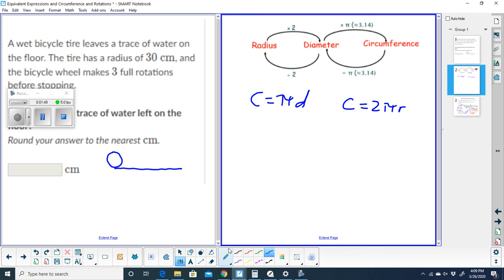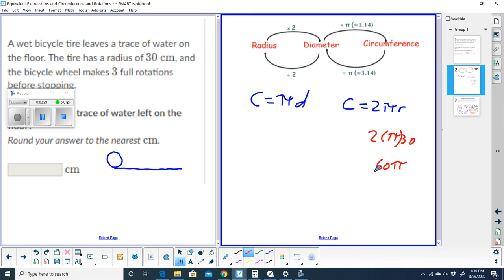So we're going to use the formula first, and then I'm going to do it with the flowchart. We are given a radius of 30 centimeters, right? So the circumference would be 2 times pi times 30. 2 times 30 is 60. So 60 times pi is the circumference of the circle.